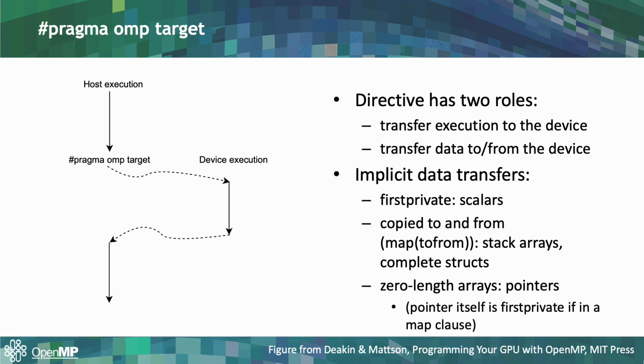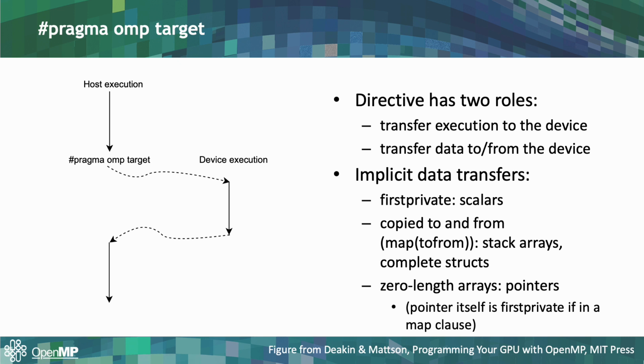This maps really well to the underlying way GPUs work and how OpenMP is mapped onto those GPU-specific and vendor-specific implementations of parallel programming models. So scalars, they're mapped firstprivate. Everybody gets their own copy of them.